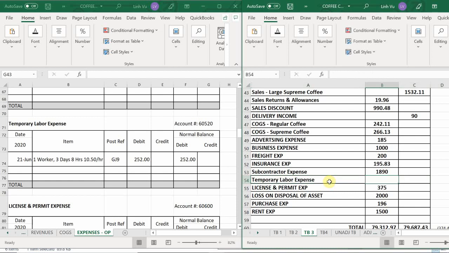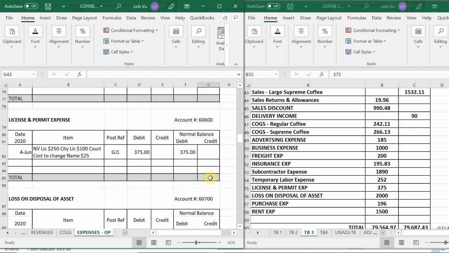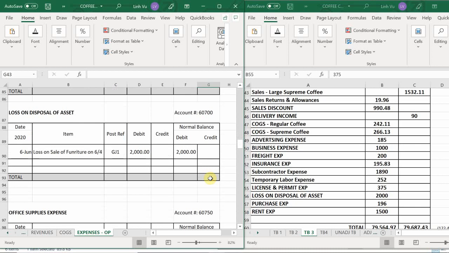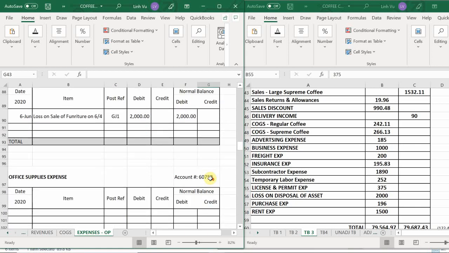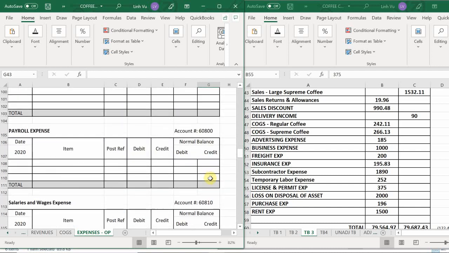Okay. For how much? For 252. Okay, for 252. Then we have license and permit expense. The license, the same. Okay. Loss on disposal of asset. The same. Purchase okay, then we have office supplies expense, nothing there.